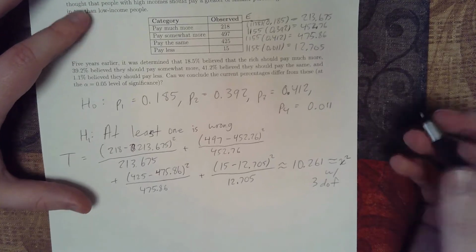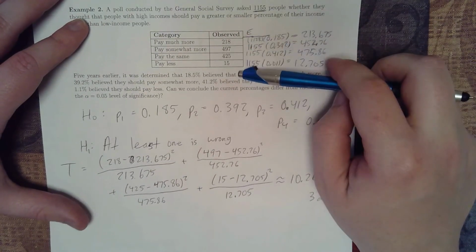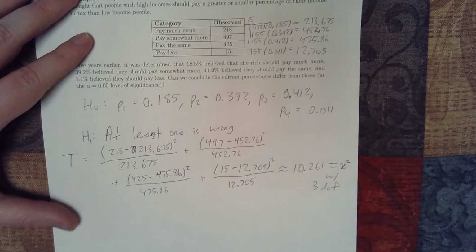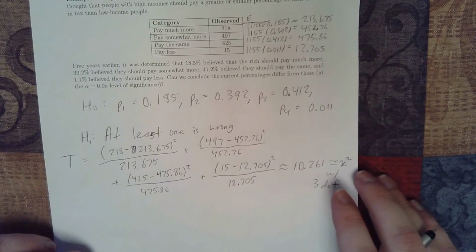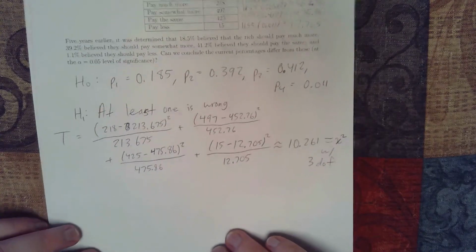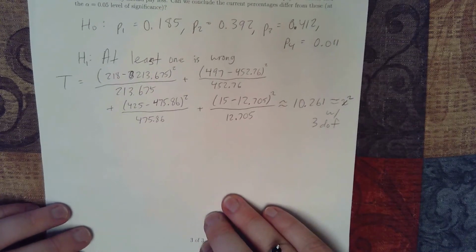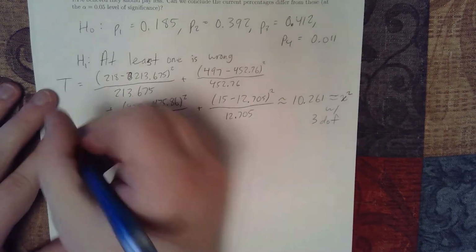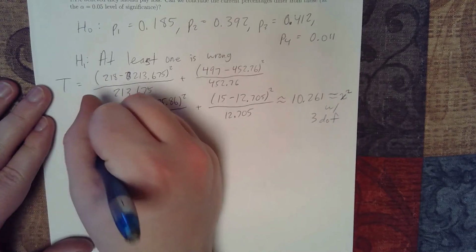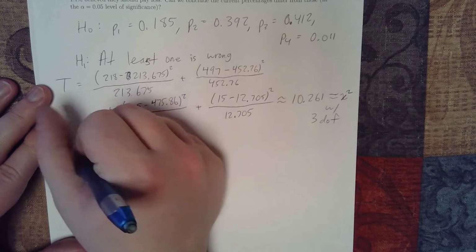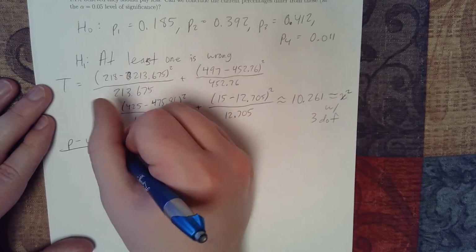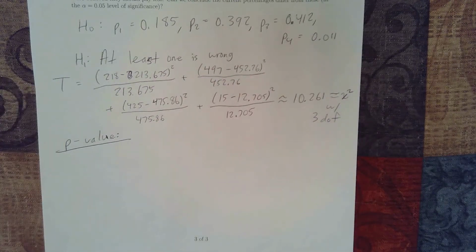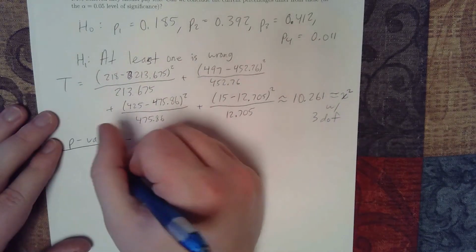Why 3 degrees of freedom? Well, we have 4 categories here, and so it's number of categories minus 1, so 3 degrees of freedom. So we can use either the p-value or the critical value method. I'm going to go ahead and do both. Remember, you don't necessarily have to do both unless on the test it says, hey, do both. I'm sure that would never happen. Know how to do both.